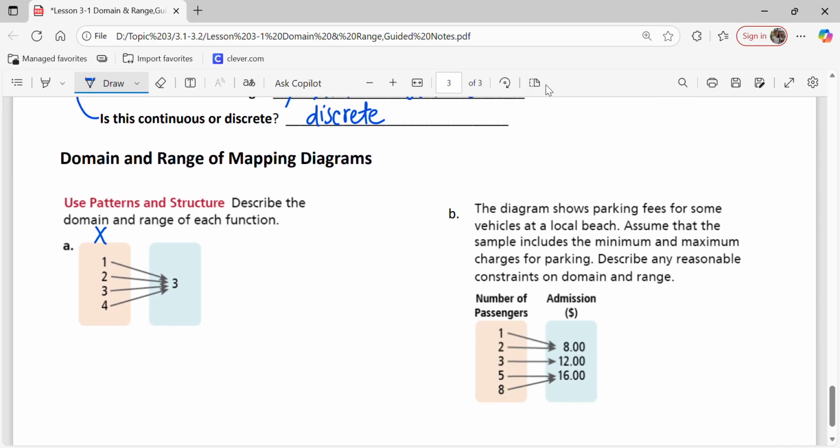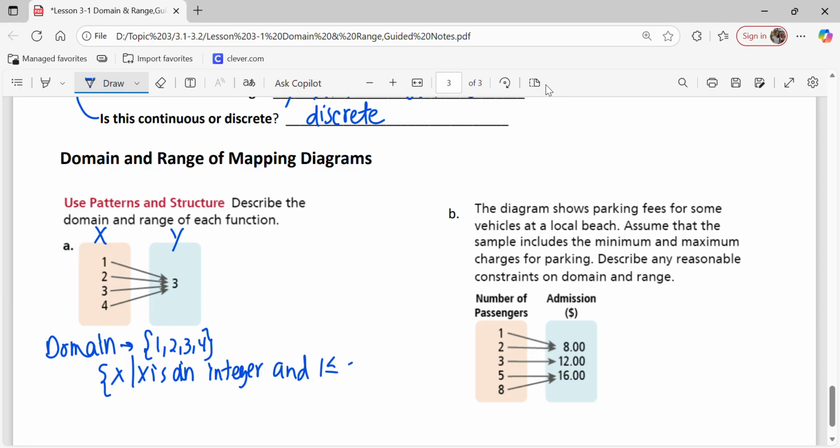Domain and range of mapping diagrams. This would be your x values, this would be your y values. So my domain would be 1, 2, 3, 4. So those are integers. So x is an integer. And they're integers between 1 and 4. So 1 is less than or equal to x, less than or equal to 4. And my range can only be the number 3. So all values of y such that y equals 3.